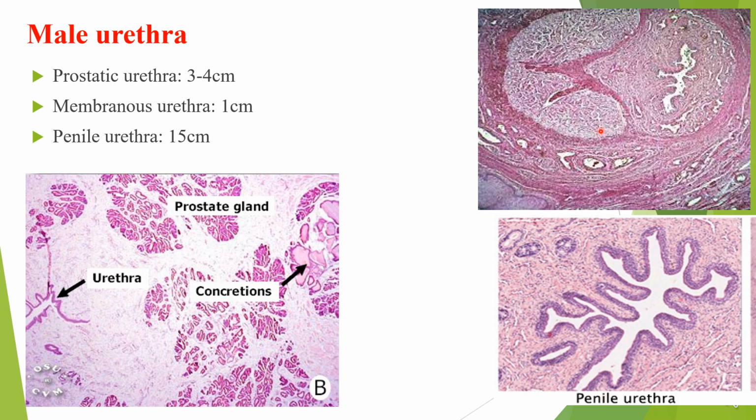So these are the histological sections of the penile urethra. Again, this is the penile urethra. You can see the bulbospongiosus and corpus cavernosum, and the urethra present in the bulb of the penis, and it is lined by the pseudostratified epithelium.